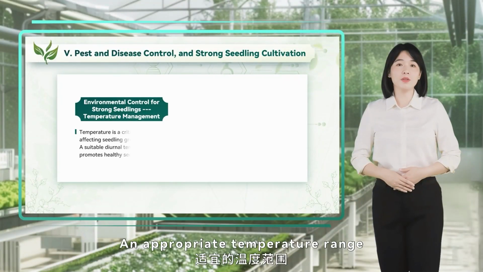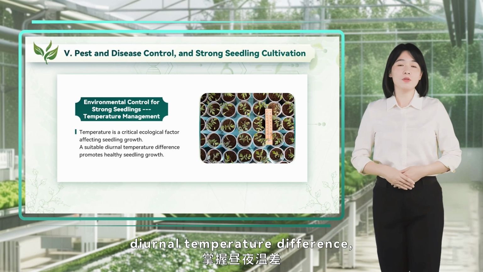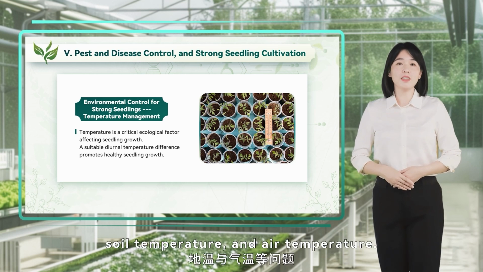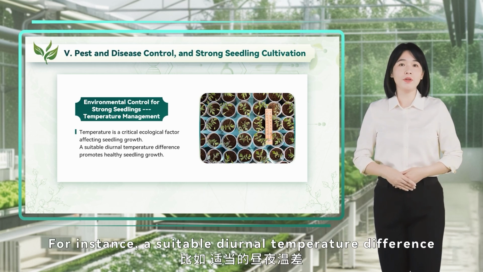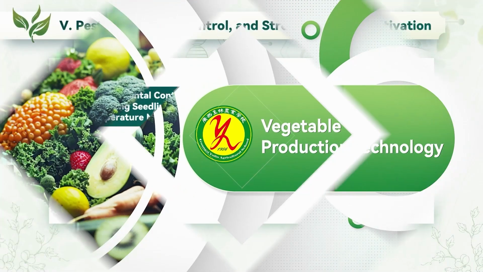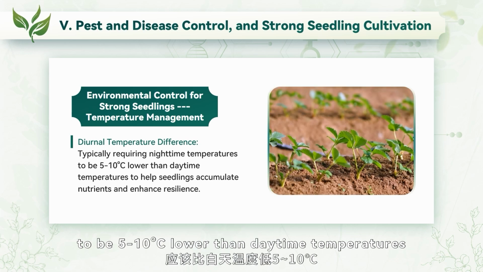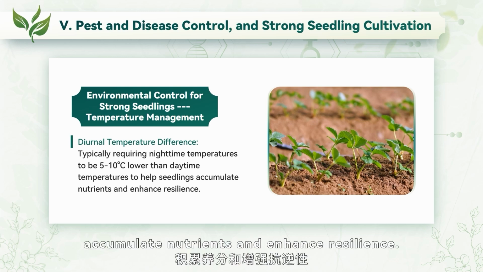An appropriate temperature range is vital for crop growth, and we must understand diurnal temperature difference, soil temperature, and air temperature. For instance, a suitable diurnal temperature difference promotes healthy seedling growth, typically requiring nighttime temperatures to be 5 to 10 degrees Celsius lower than daytime temperatures to help seedlings accumulate nutrients and enhance resilience.